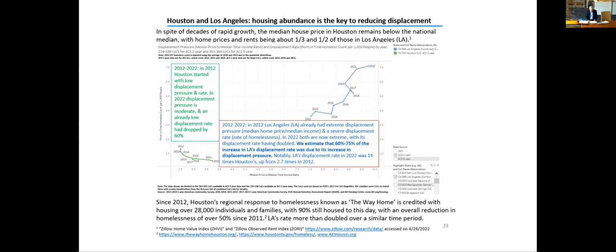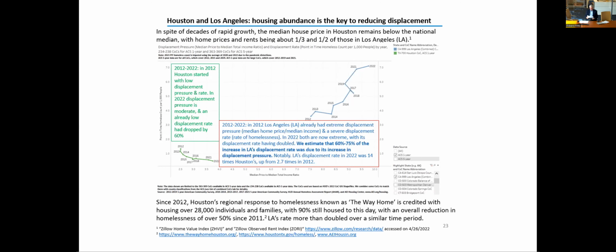We know that Houston has a very effective regional response program to homelessness known as the Way Home, and that's credited with housing over 28,000 individuals and families, with 90% still being housed to this date, and a reduction in homelessness that was significant. LA's doubled over that time period, while Houston's went down by 50%.